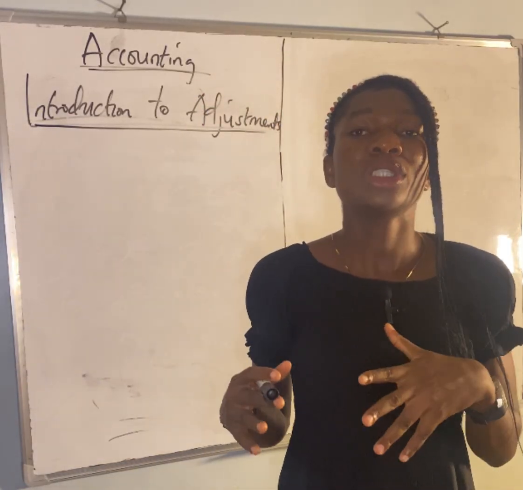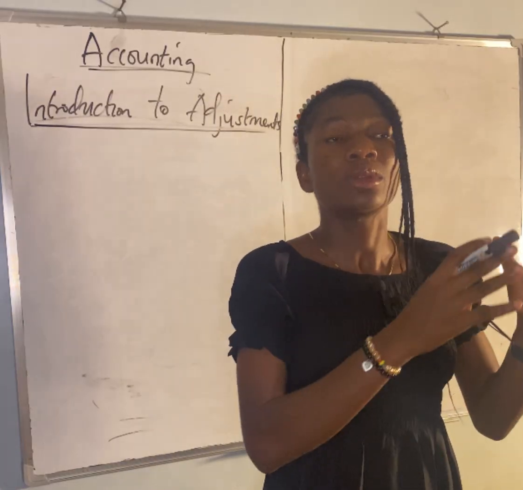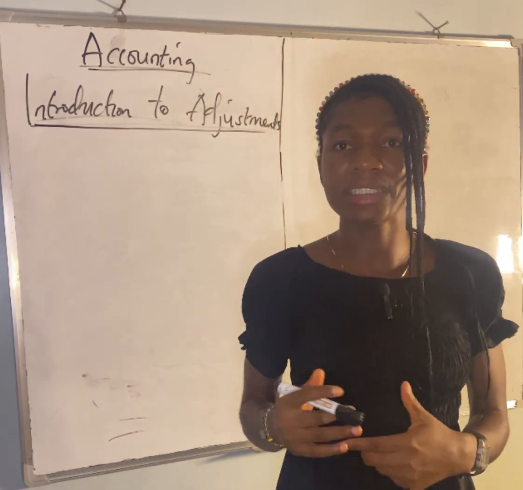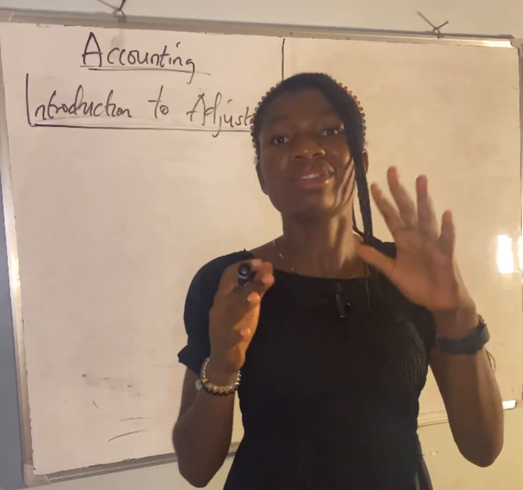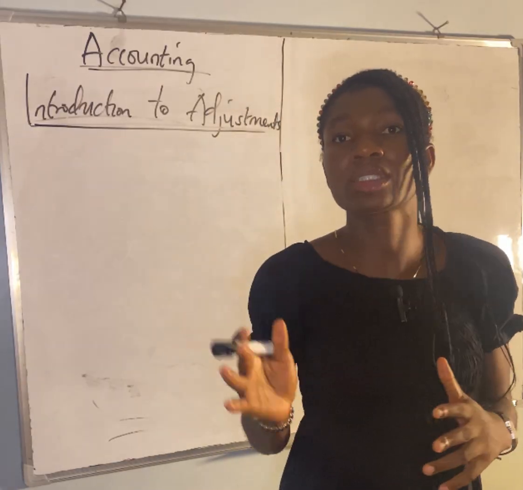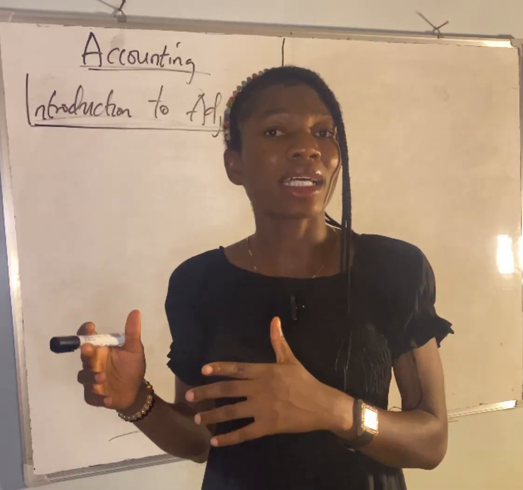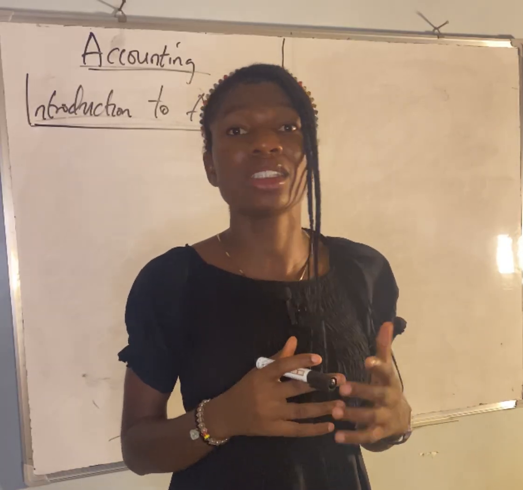Already we know that in the accounting cycle we record transactions first in subsidiary books, then we move on to the ledger. From the ledger we prepare the trial balance. So all things being equal, the values in the trial balance are supposed to reflect in the financial statements, that is our comprehensive income statement, our statement of financial position, statement of cash flow, and statement of changes in equity.